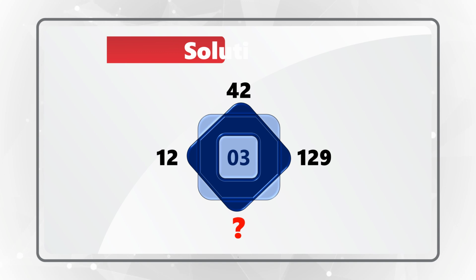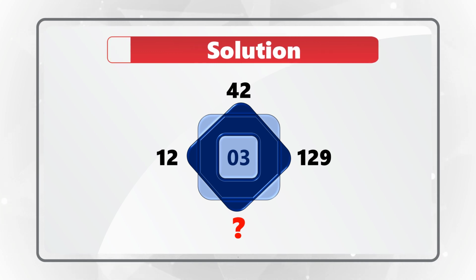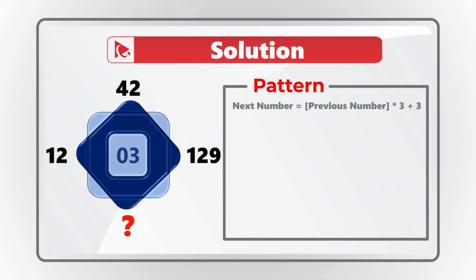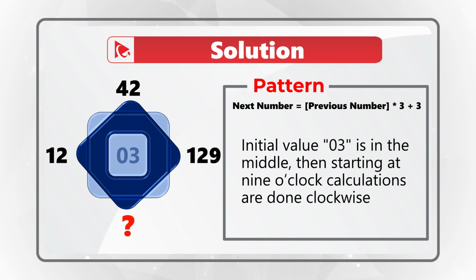You can see that there are numbers around the square, and there is one number 3 around the square. The key to detect the pattern here is to do mental calculations inside your head. The real pattern is that the next number is calculated as previous number multiplied by 3 plus 3. So let's look at how calculations are done. An initial value is 3.